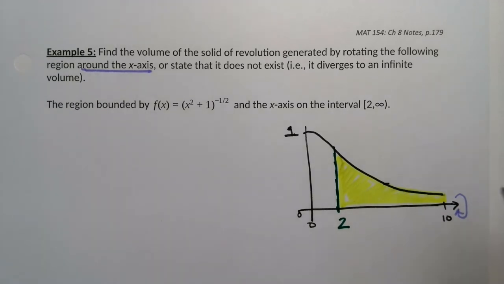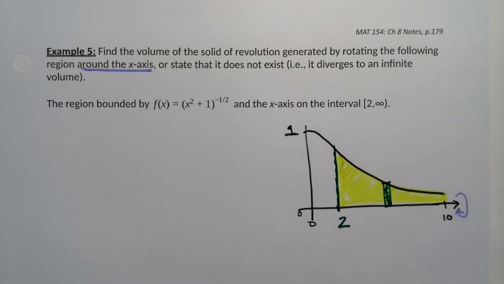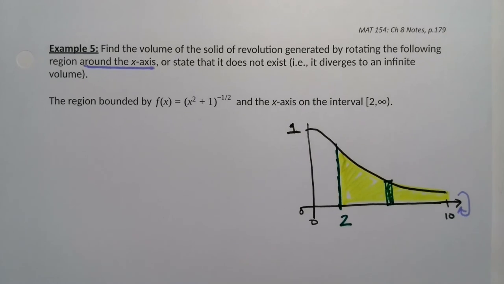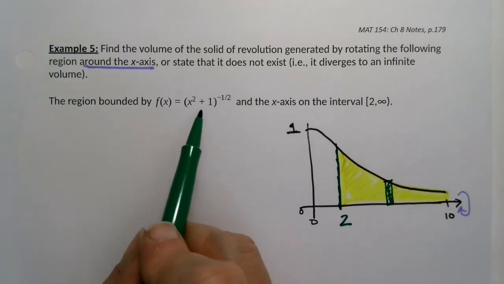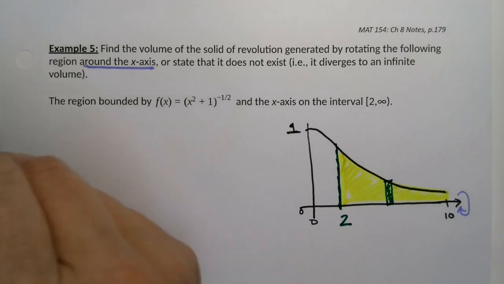Now, we have a choice. We can do shell method, which would be horizontal rectangles, or we can do disk method, which would be a vertical rectangle. And I'm going to use the disk method because it's easier in this particular case. Not that the shell method was that difficult, but I'd have to solve this in terms of y if I want to use shell method, and I'm not feeling it. So we will use the disk method.